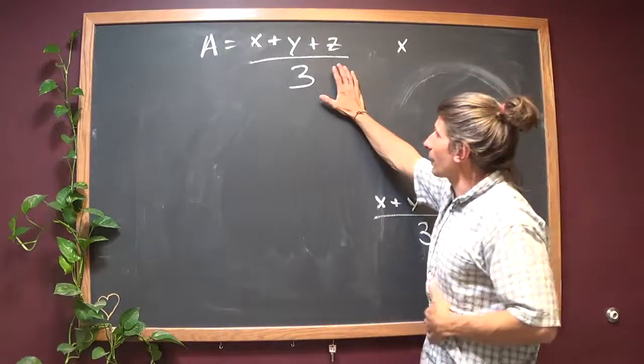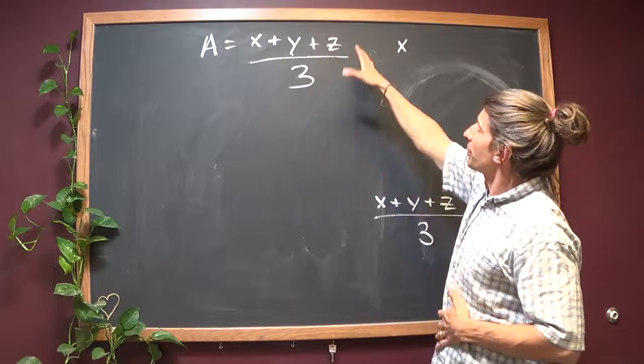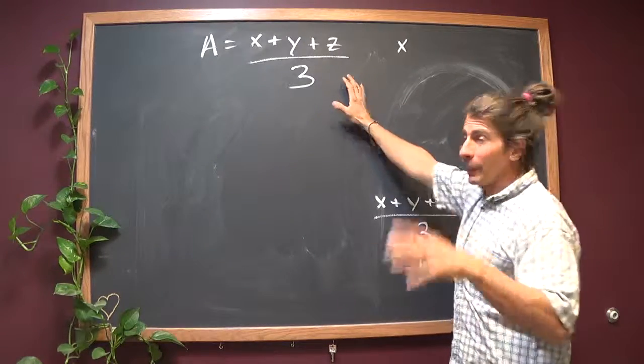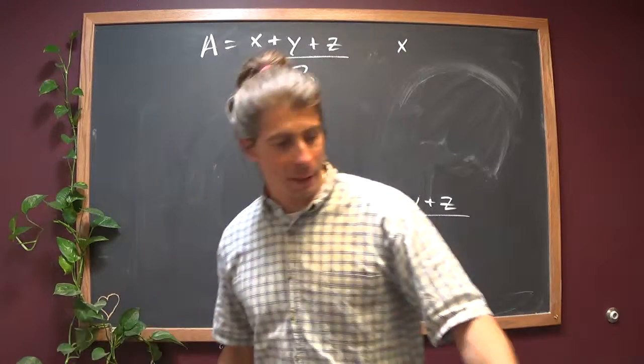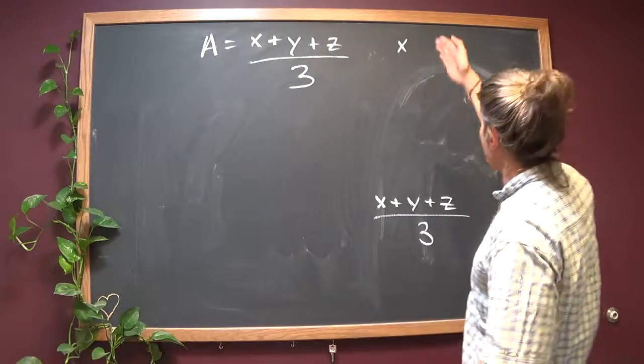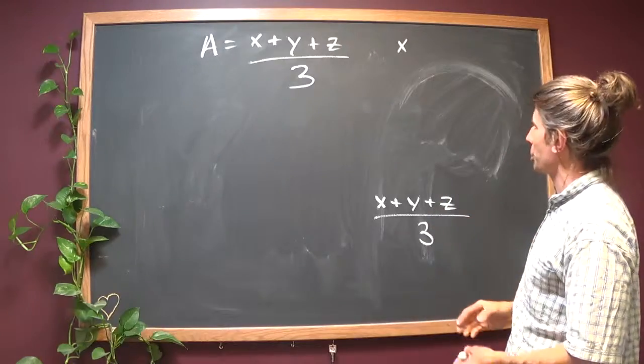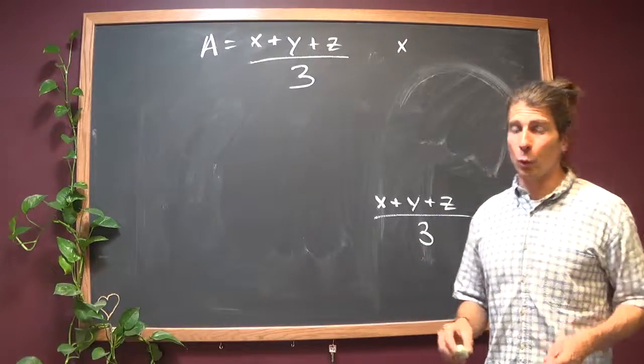So here's our last equation to solve. A equals the sum of x, y, and z over 3. We've got to get that thing knocked down to solve for x. So once again, we're gonna refer back to our list. We have to get from x to that expression in the correct numerical order.